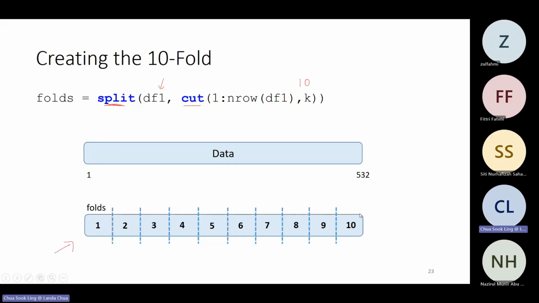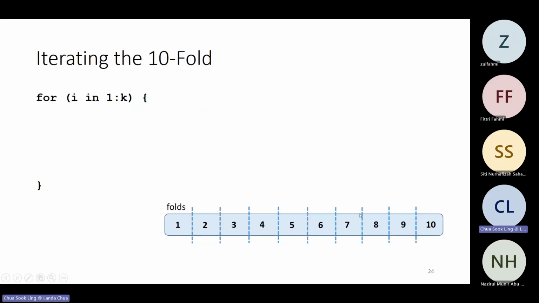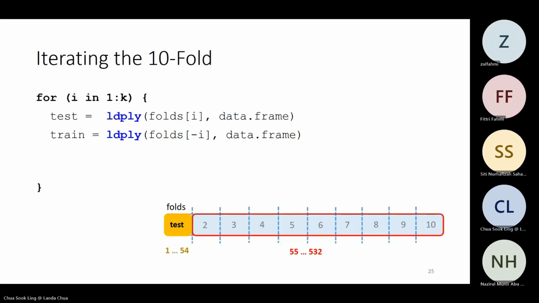And what I will do is, now I will run a for loop. This loop is just an iteration. K is 10. For each fold, for each iteration, what I will do is, I use the multiply, take whatever in the first fold. Let's say the first fold is I, so this is I is 1.